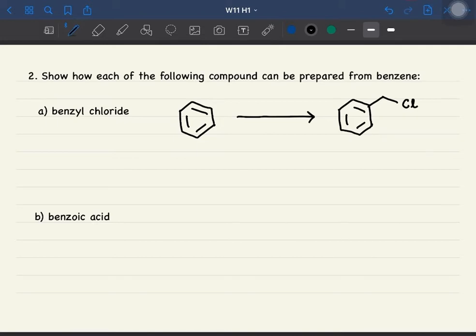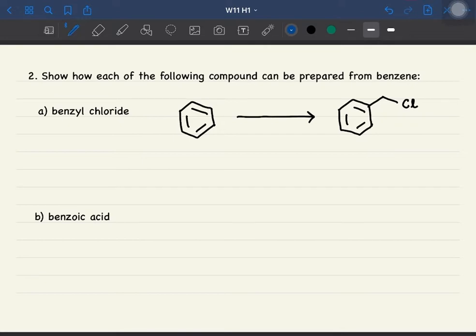Out of the 6 reactions we have learned for benzene and its derivatives, is there any reaction that can directly transform this benzene to become benzyl chloride? No, that's why we need to do a synthetic pathway. For benzene itself, we only have 4 reactions. It's either halogenation, nitration, Friedel-Crafts alkylation, or Friedel-Crafts acylation. In order for you to know which of the 4 reactions is going to take place, look at your product, benzyl chloride.